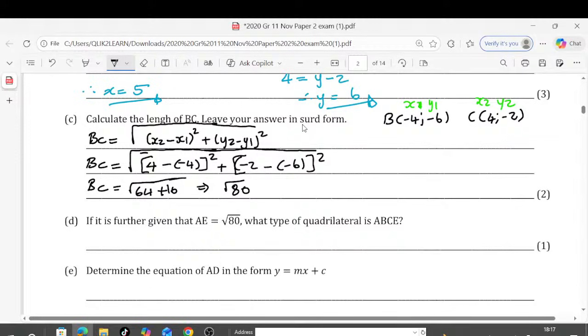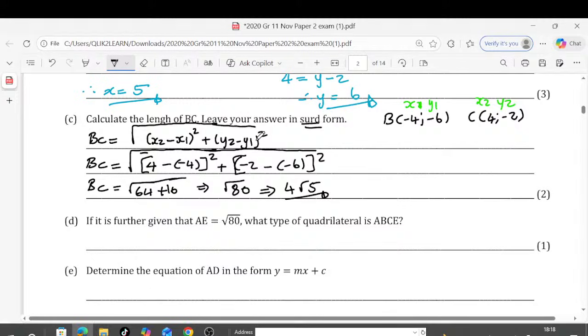They said leave your answer in that form. You don't have to punch SD. You just have to say root 80 on your calculator. Check if it can be simplified. So this will give us 4 root 5. This is also easy math, né? Right.